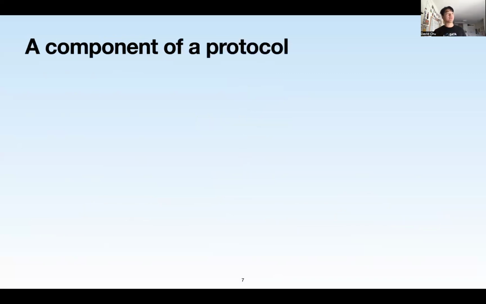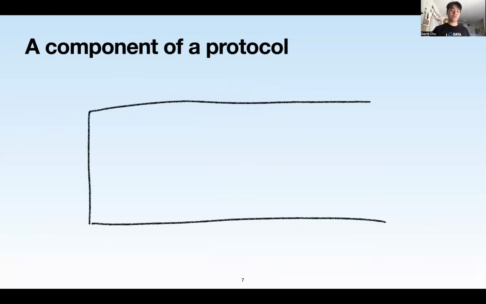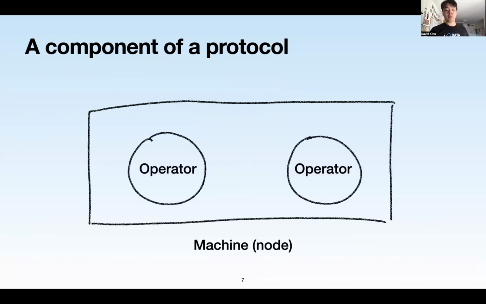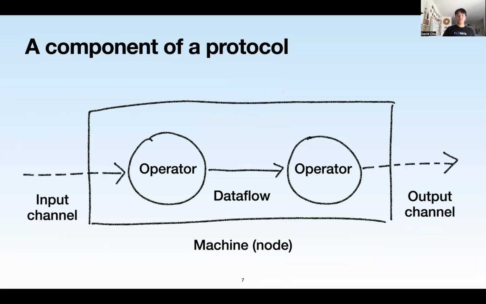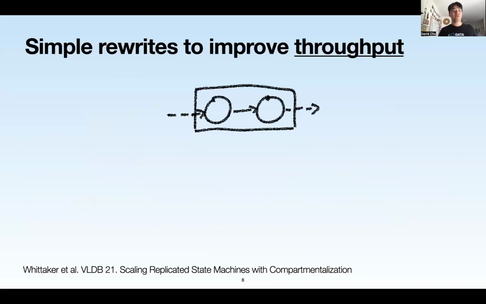Okay, so let's say we're given a protocol and it's made up of a lot of components, right? Or nodes. This is how we're going to visualize it. So this box represents a node. These circles are operators within the node, which communicate with each other through dataflow, these arrows, and can receive input messages and send output messages through these dashed arrows. Okay, so we have a protocol with a lot of components like this. How should we rewrite it?